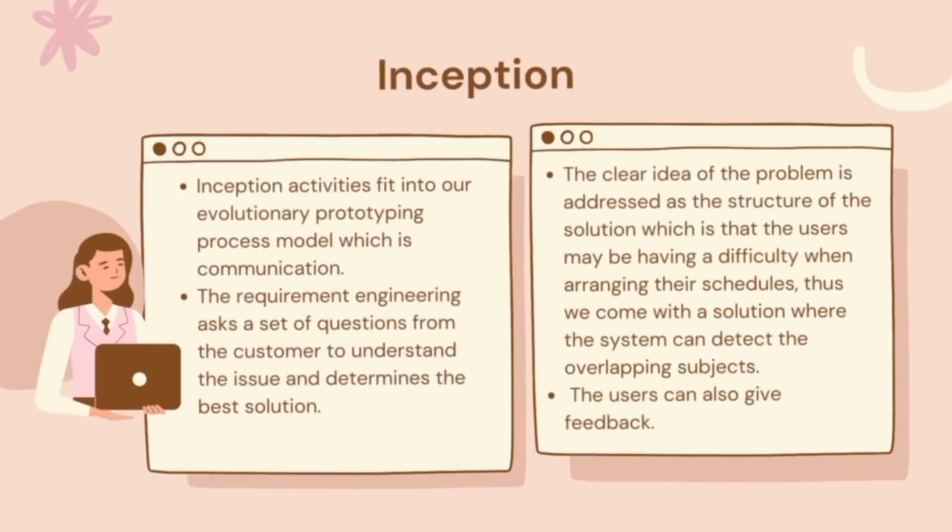The first requirements engineering activity is inception. Inception activities fit into our evolutionary prototyping process model, which is communication. During inception, the requirements engineer asks a set of questions of the customer to understand the issues and determine the best solution. A clear idea of the problem is addressed, as well as the structure of the solution, which is that users may have difficulty when arranging their schedules. Thus, we came up with a solution where the system can detect overlapping subjects. The users can also give feedback, since effective communication between our stakeholders and the developers is important at this stage, because it lays the groundwork for what comes next.